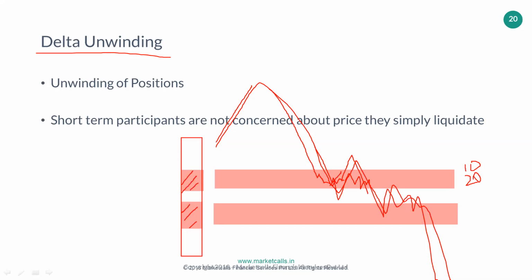So the cumulative delta part, okay, you'll be able to see that the delta will be characterized by negative delta, negative delta, negative delta. All these places you'll want to see a lot of negative delta, where a lot of unwinding is happening from the participants at each and every price level, right?